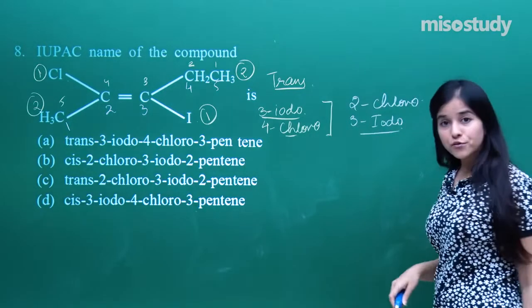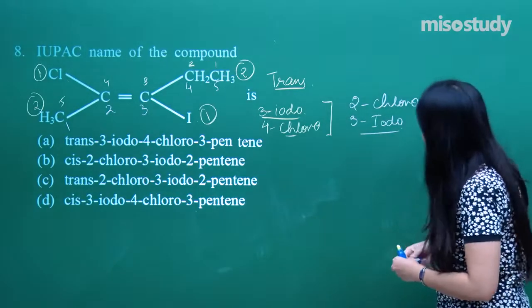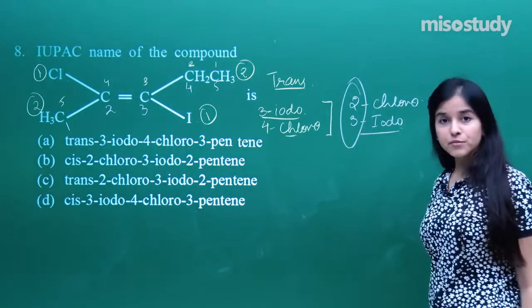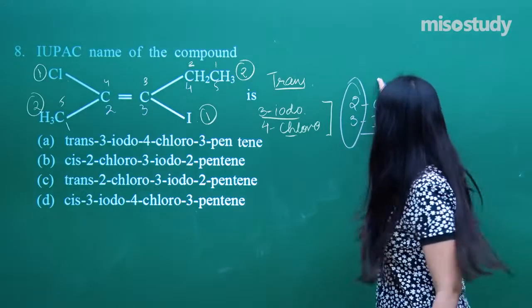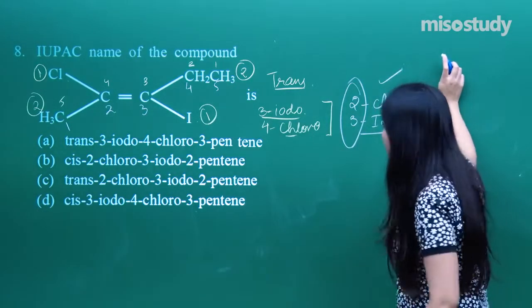So what kind of a set do I need to have over here? Definitely having the lowest possible numbers to the substituents. So that is what we want. Let us just have a look at the options.